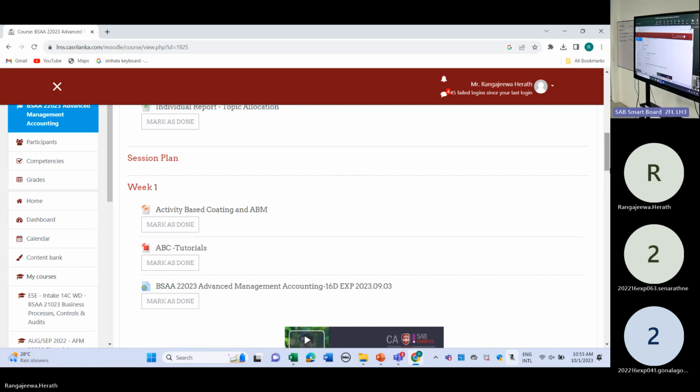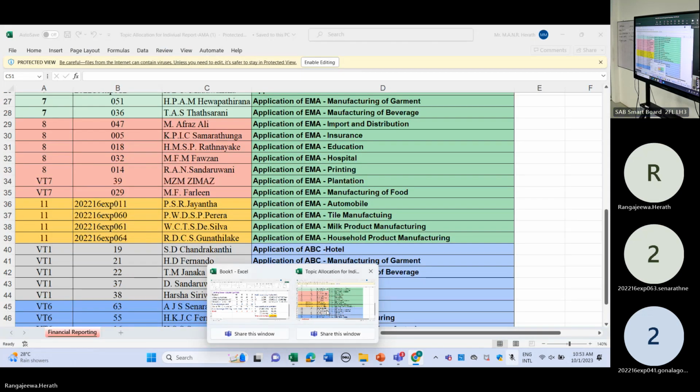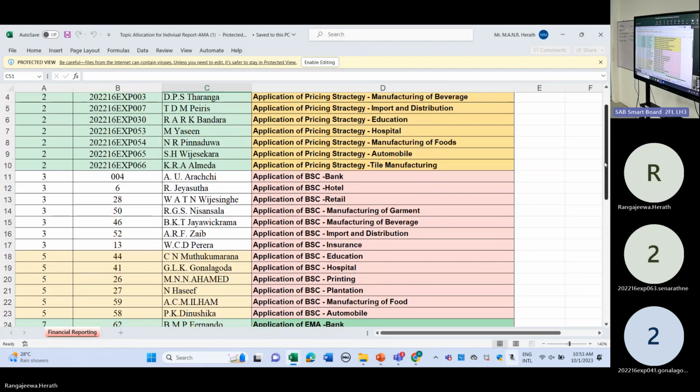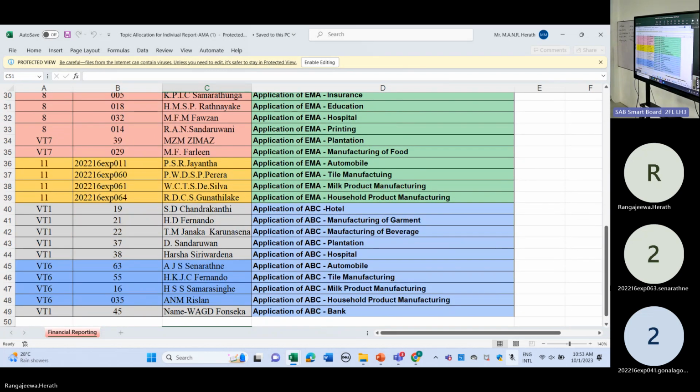But all these topics are about application: the application of pricing strategy, balance scorecard, environmental management accounting, and ABC. You can include some theoretical part, some kind of explanation, but you have to give some introduction of your organization also, the selected organization, right?